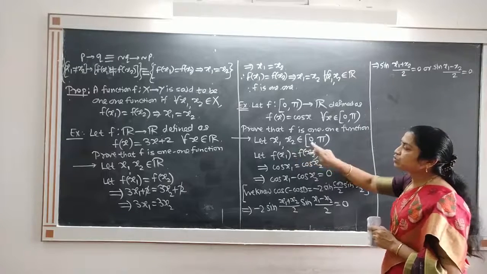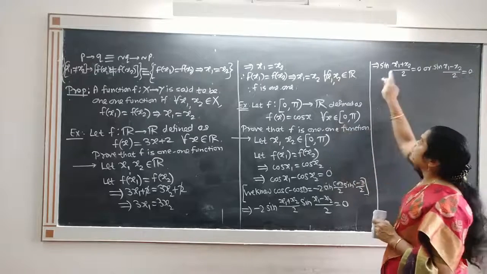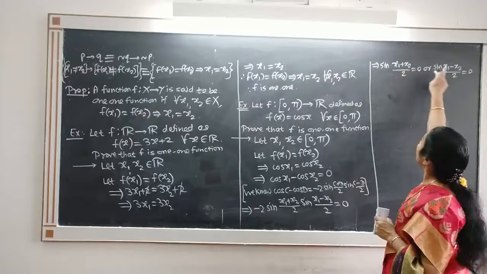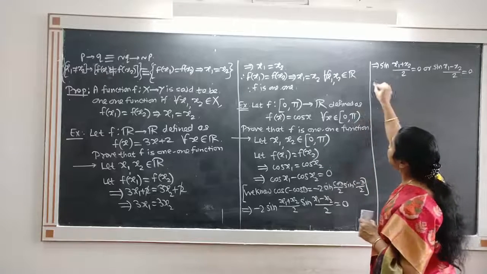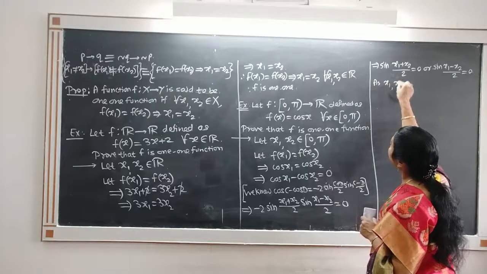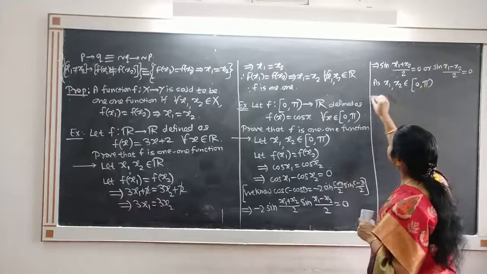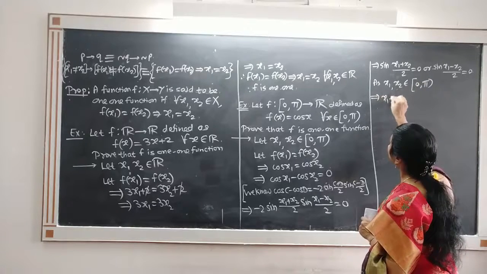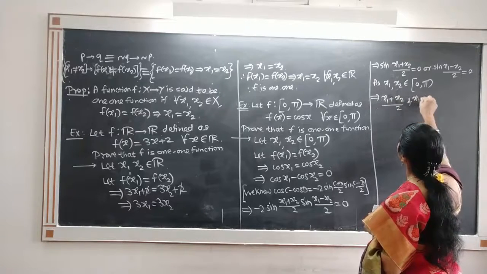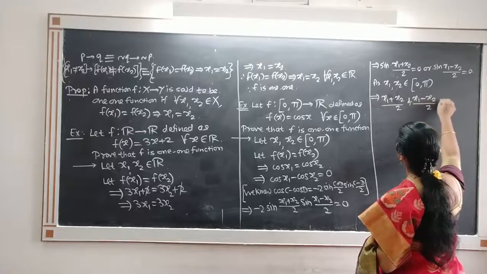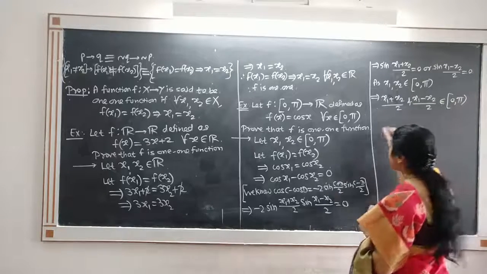But x1 and x2 come from the interval 0 to pi. So, obviously (x1 plus x2) by 2 or (x1 minus x2) by 2 again lie in the same interval. So, as x1 and x2 belong to the domain 0 to pi, this implies that (x1 plus x2) by 2 and (x1 minus x2) by 2 again belong to the interval 0 to pi.